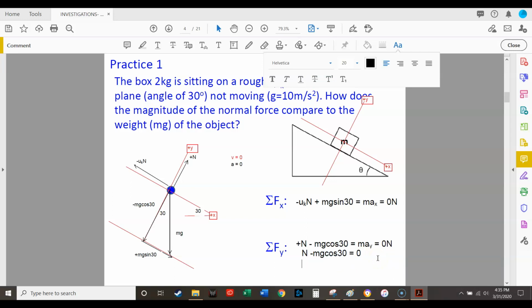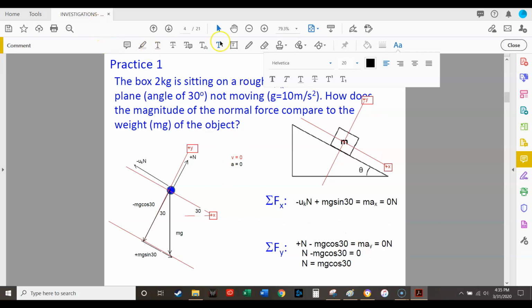Well, if you bring mg cosine of theta onto the other side, so you add that to both sides, what you find out is that the normal force is equal to mg cosine of 30 degrees, which is not equal to the weight of the object. Mg cosine of 30 degrees is less than the weight of the object.